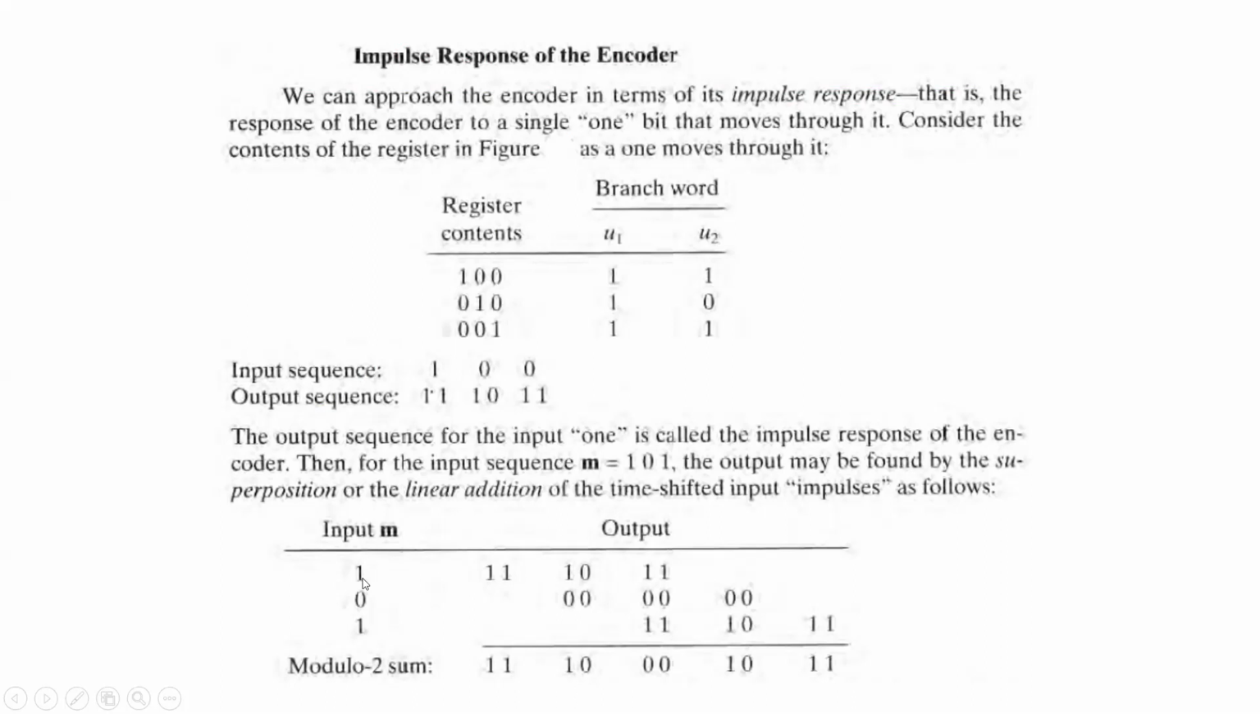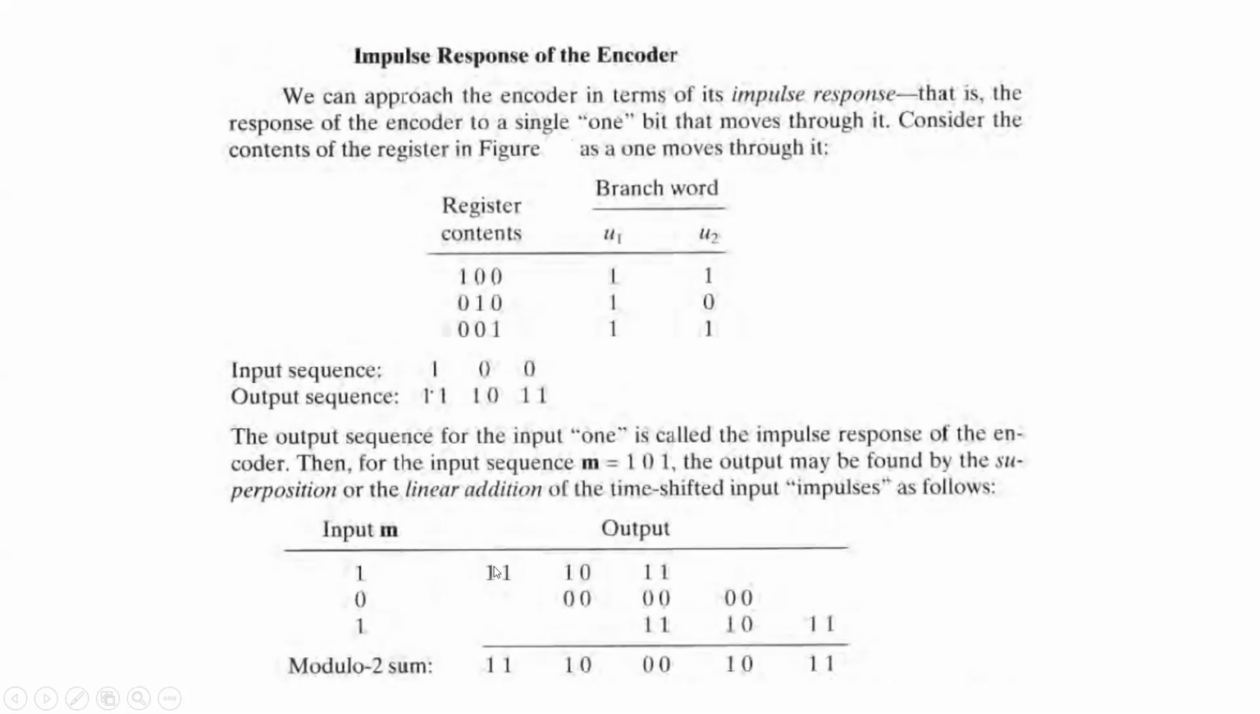Corresponding to 1, what is the impulse response? The impulse response is 1 1 1 0 and 1 1. Corresponding to 0, what is the impulse response? It is 0 0 0. This impulse response corresponding to 0 is just the one corresponding to 1, time shifted.